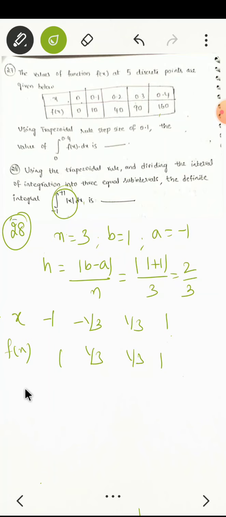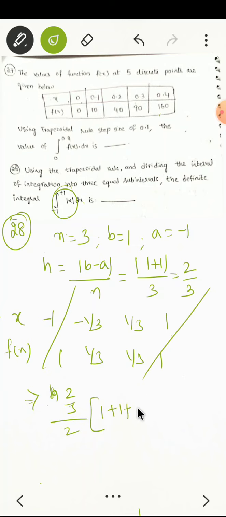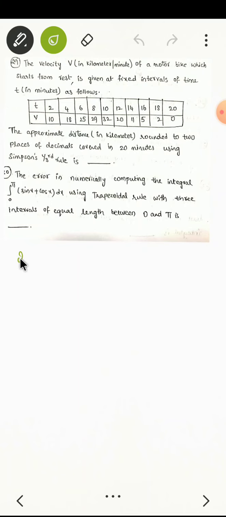So after getting up to this point, I have to find the integral by using the trapezoidal rule. So h by 2, that is 2 by 3 by 2, into first term plus last term, 1 plus 1, plus 2 into 1 by 3 plus 1 by 3. Okay, so I am getting it as 1.311. Okay, next problem number 29.